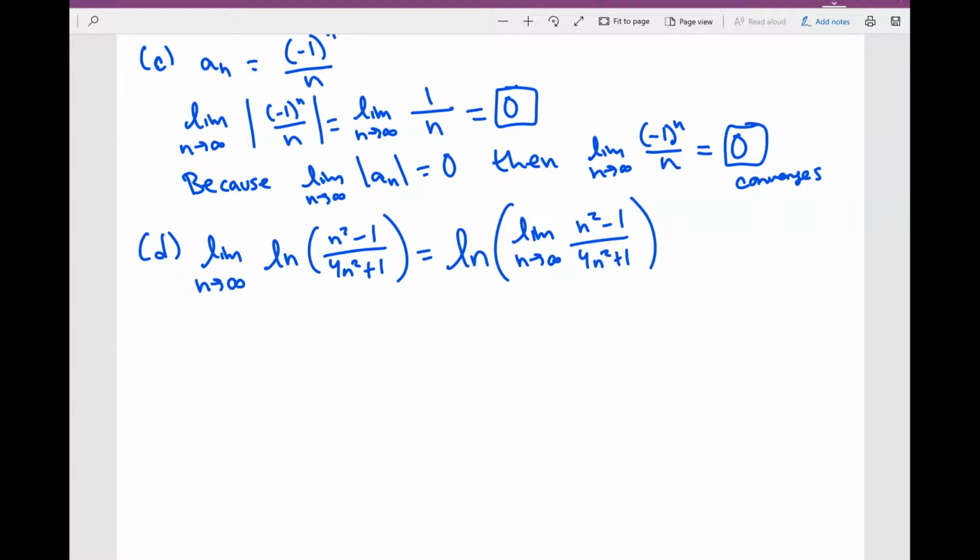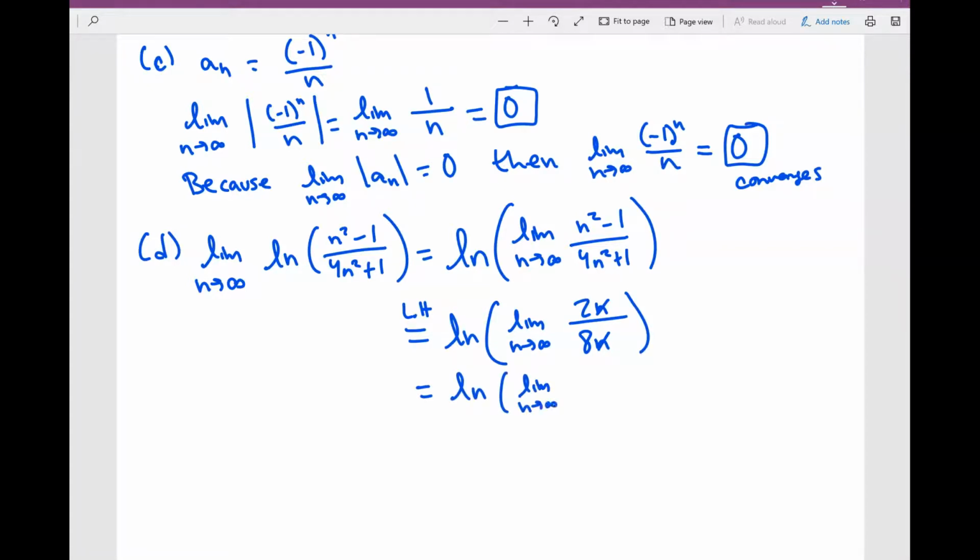Now we're going to use L'Hopital's rule. So we take the natural log of the limit as n goes to infinity. On the top is going to be 2n. On the bottom is going to be 8n. Notice that the n's cancel out, and you're left with 1/4. So you have the natural log of the limit as n goes to infinity of 1/4, and that limit is just 1/4. So you have ln of 1/4. This is just a number, so this converges.